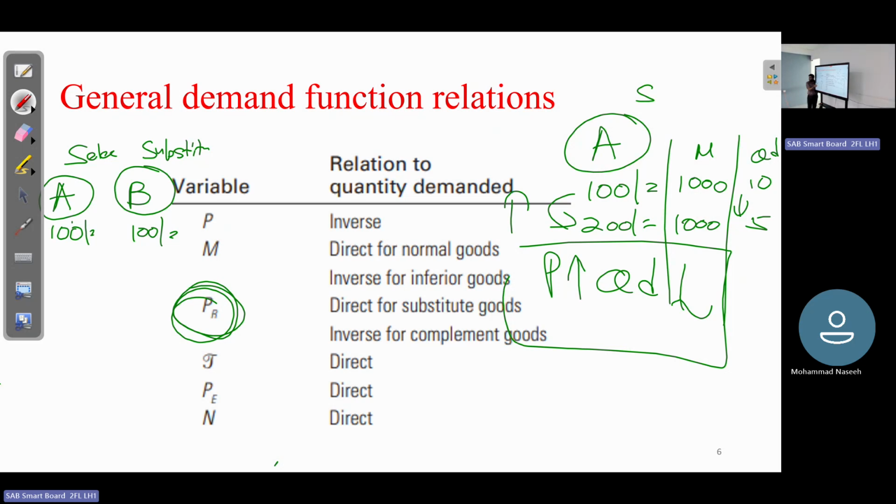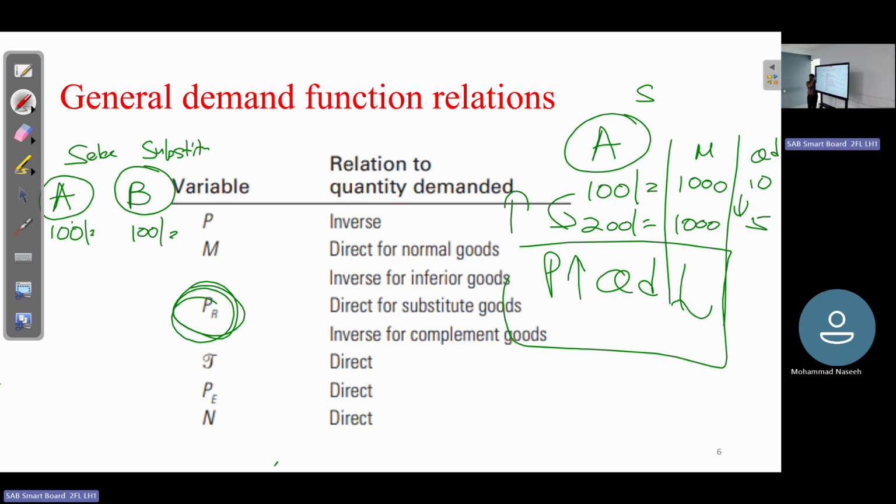What is the factor we are considering? Price of related product. When the price of related products changes, we are going to see what will happen to the demand. We are going to check whether the demand of the selected product increases or decreases.